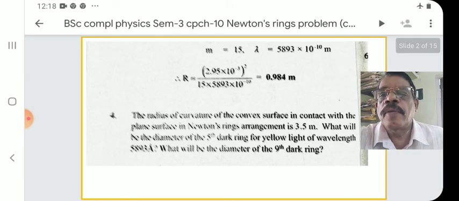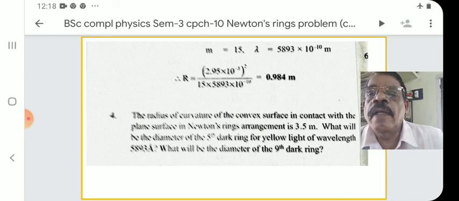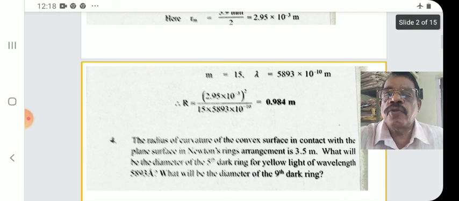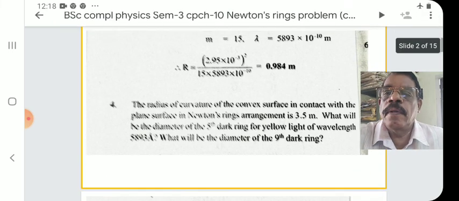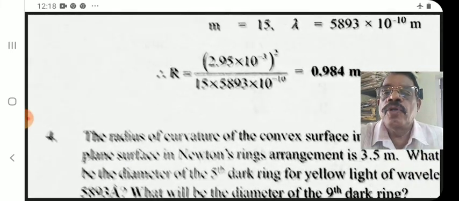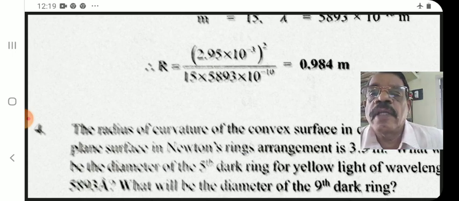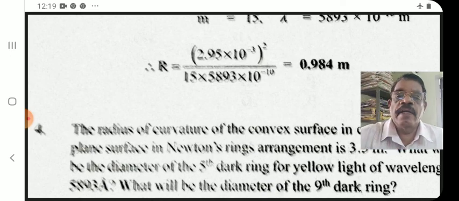M order, m or n, you write m or n at your convenience. Here it is m is written. m is 15, lambda is 5893 into 10 raised to minus 10 meter. So R, you put the values in the above equation. R is r n square by n lambda, that is 2.95 into 10 raised to minus 3 square by 15 into 5893 into 10 raised to minus 10. The wavelength we convert into meter, 10 raised to minus 10. That is equal to 0.984 meter. That is R, radius of curvature of the lens.